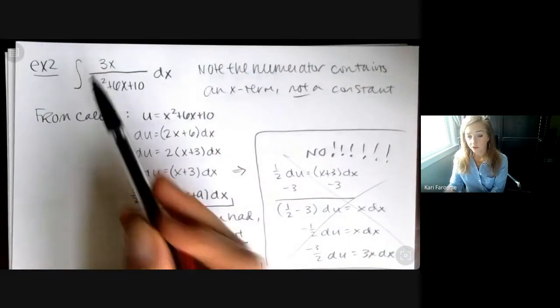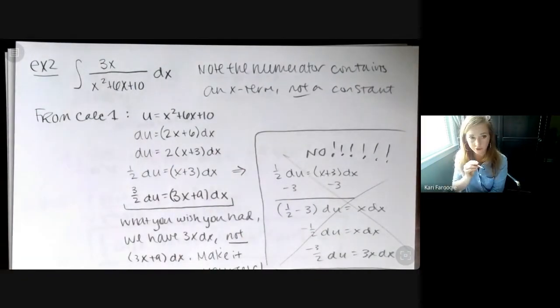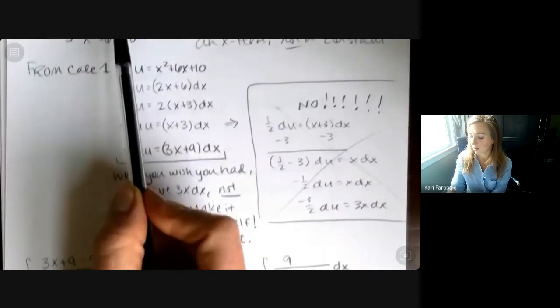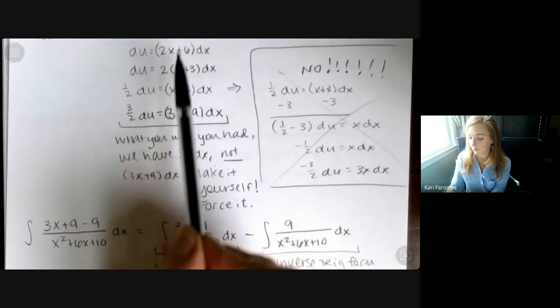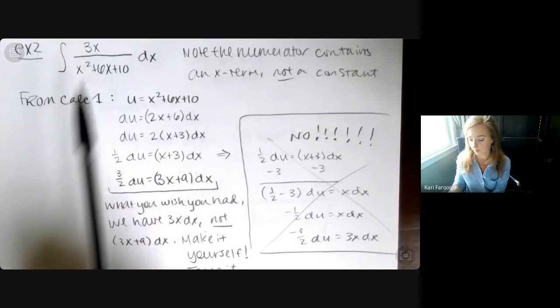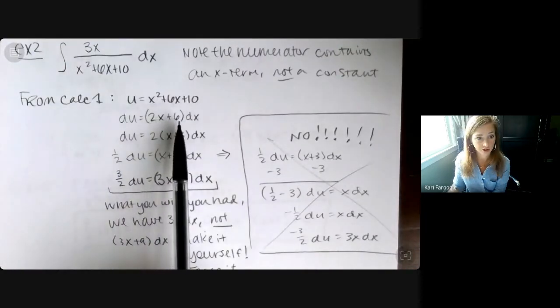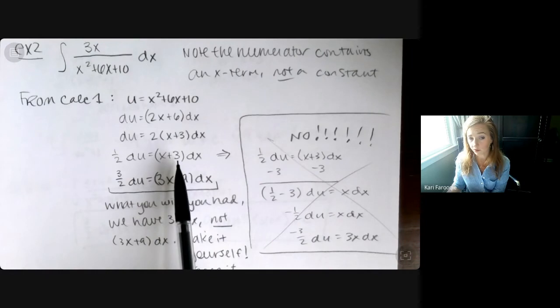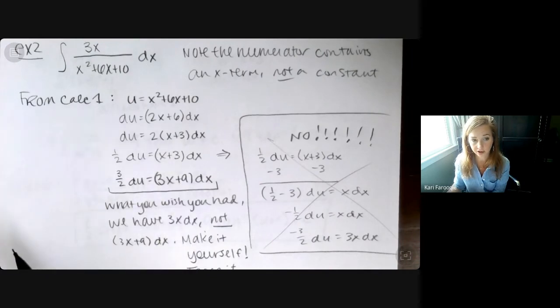We noticed that, first of all, this was not a standard inverse trig integral because of the x. The x was leading you to think maybe it's a u substitution. So you let u be the denominator, and then you worked your way through trying to match this up with what you had. You were trying to get 3x dx. You got 2x plus 6 dx. Then you factor out the 2 and divide it out. Now you have x plus 3 dx. Well, you wanted 3x. The only way to get that is to multiply both sides by 3. And remember, that's not 3x plus 3. You've got to distribute that 3. So you have 3x plus 9 dx.